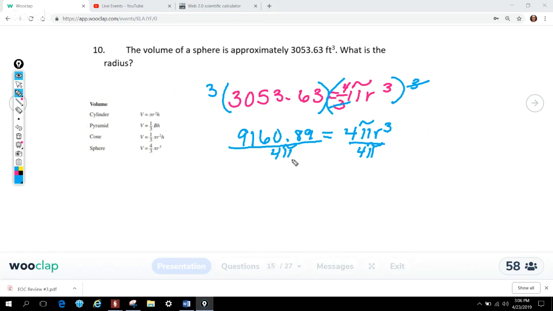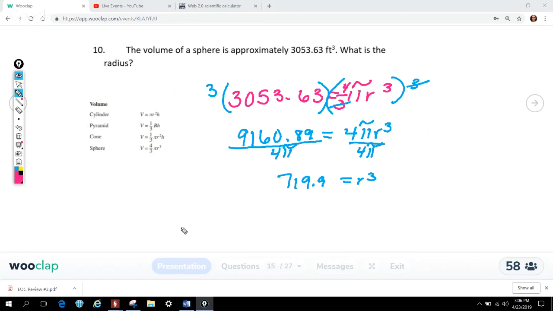So then when you do this, I'm going to type in 9160 divided by 4 pi, and that leaves me with 719.9 something. Now, there is a way for your EOC calculators to do the cube root, but it's challenging. So I'm going to show you the trick that I did today.